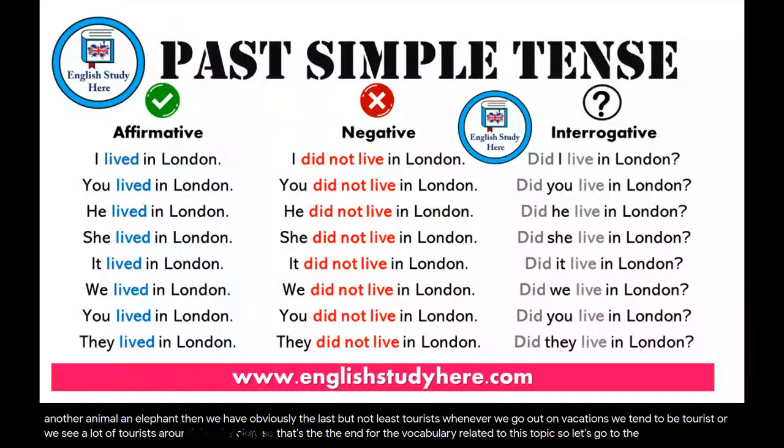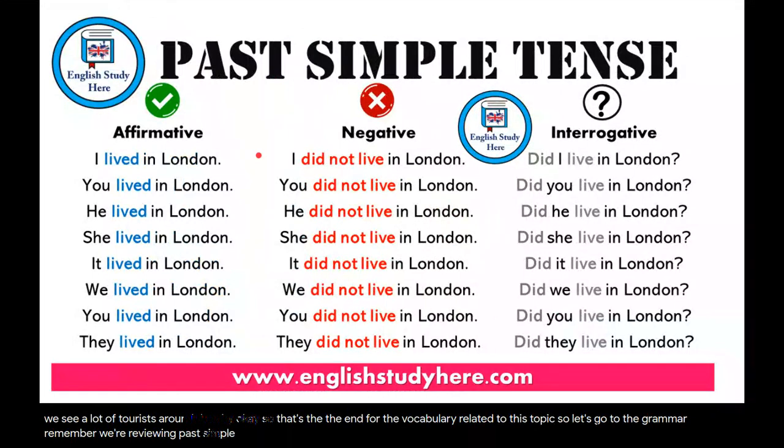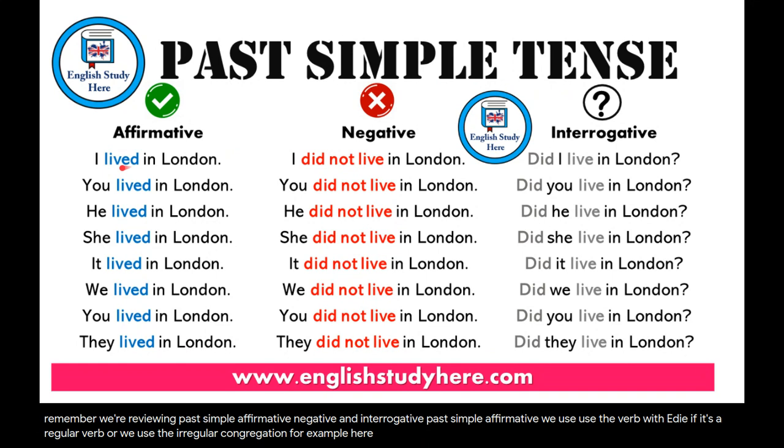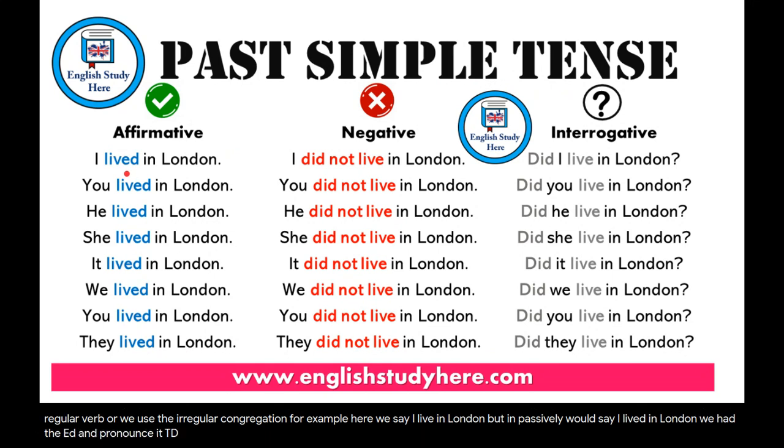So let's go to the grammar. Remember, we're reviewing past simple: affirmative, negative, and interrogative. Past simple affirmative, we use the verb with ed if it's a regular verb, or we use the irregular conjugation. For example, here we say, I live in London. But in the past, we would say, I lived in London. We add the ed and pronounce it t, d, or ed.